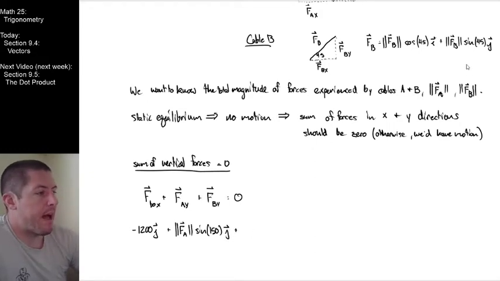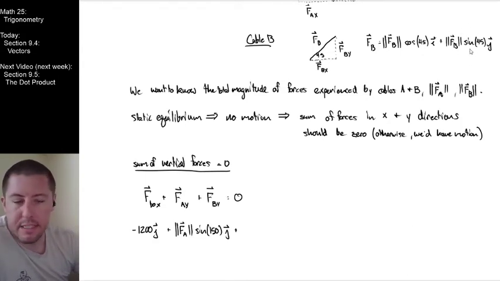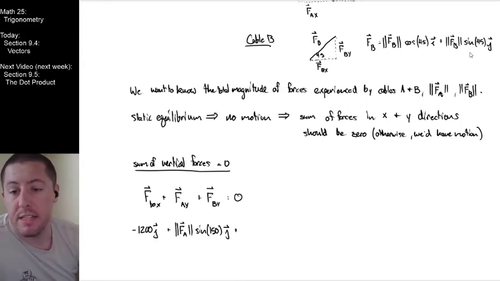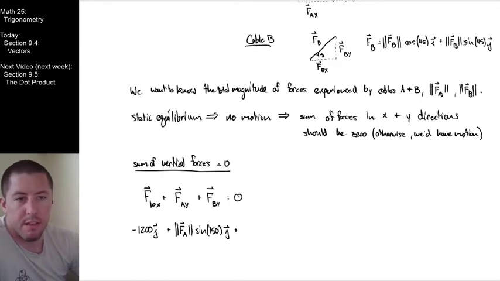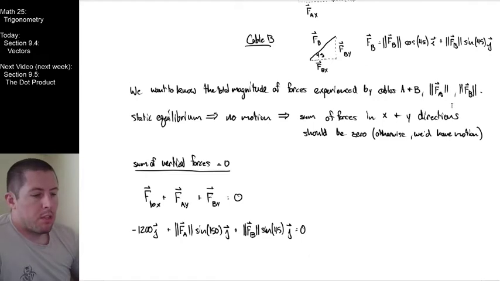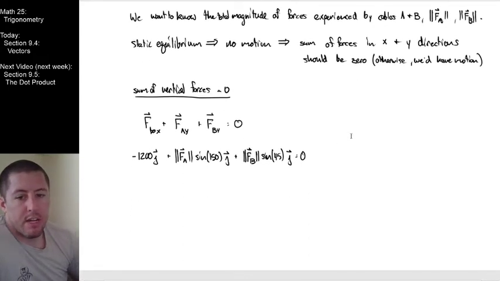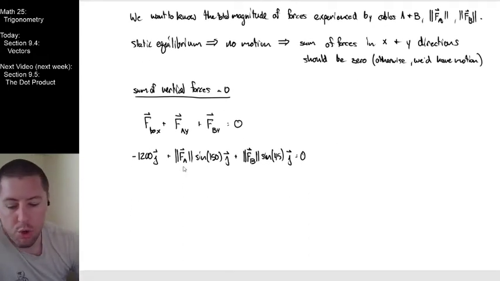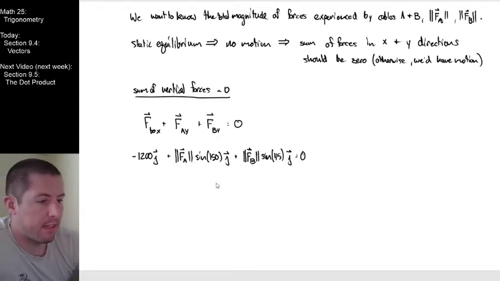Plus, my last one here is going to be the force associated with cable B, but only multiplied by sine of 45 degrees, because not all of this force is in the vertical direction, right? So we're going to get FB times the sine of 45. That's also a J component there, and that should be equal to 0. You should notice we can't exactly solve this equation because we have one equation and two unknowns, which is slightly unhelpful for us.